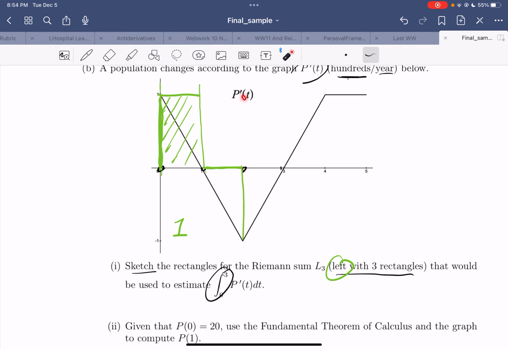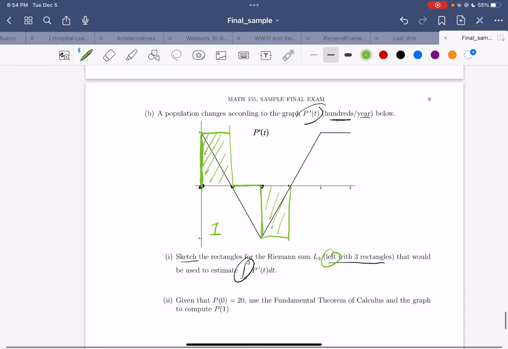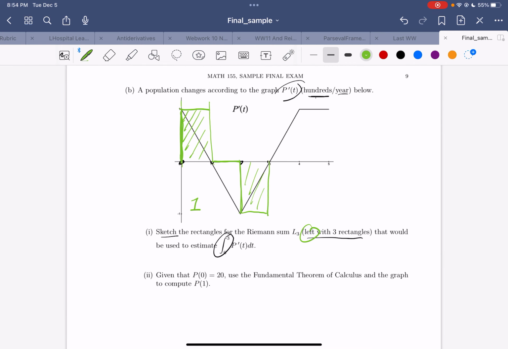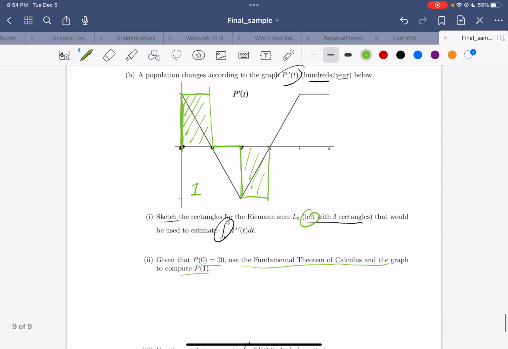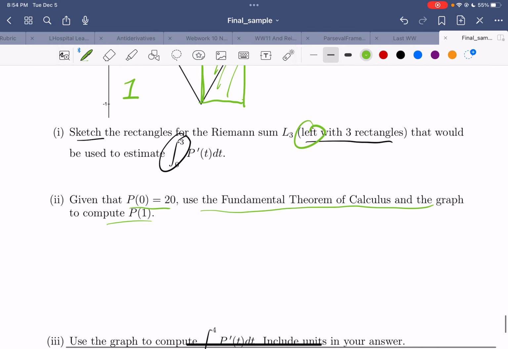And we go to the left side, which is 2. And we go to where we hit our graph, and we come over. And so now this is sort of our next rectangle. All right, there it is. I've drawn it. All right, given that p of 0 is 20, use the fundamental theorem of calculus to compute p of 1. So this is a very sneaky question.